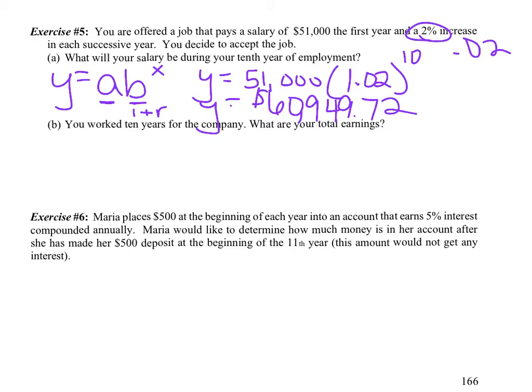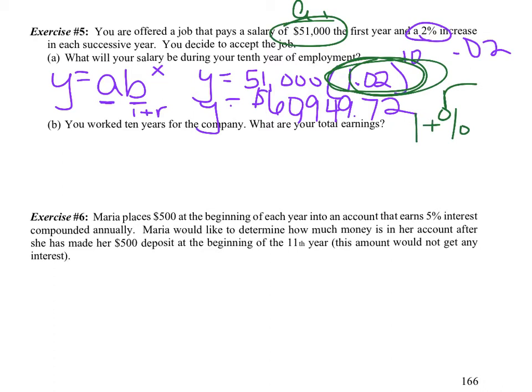So my initial amount, my first term, is 51,000. And my common ratio, or my r, when it's a percent, I do need to include that 1. So the 1.02 is going to be my r. Okay? So just keep that in mind. When you're doing a percent, you have to add it to 1. The reason why is if you don't, it's only going to add the 2%, not the entire salary.